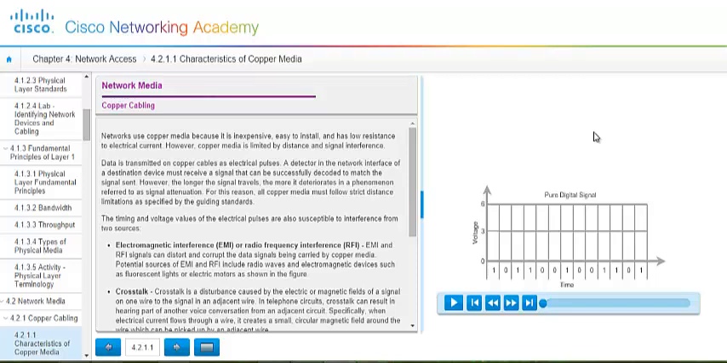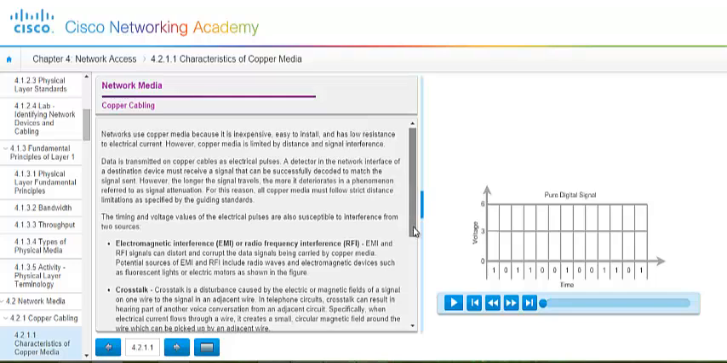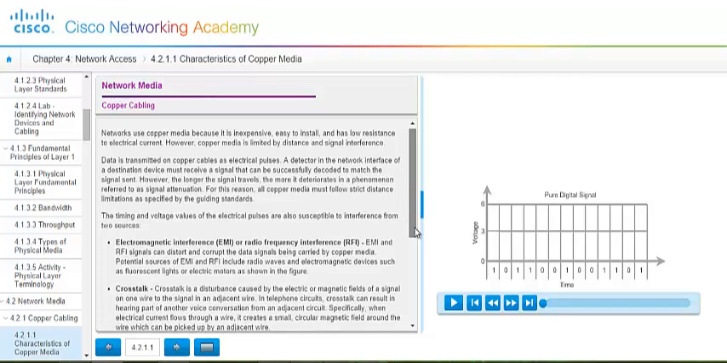Next, we're going to talk about the network media itself. Let's start out by talking about copper cabling. Networks use copper cabling media because it's inexpensive, it's easy to install, and it has low resistance to electrical current. However, copper media is limited by distance and its signal interference.